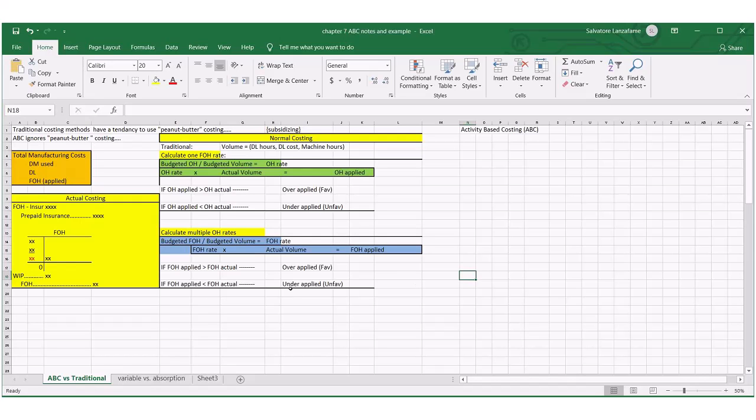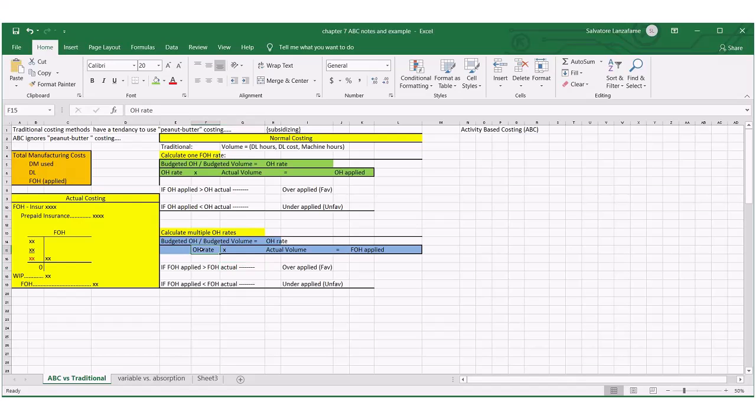So when it comes to doing this ABC, instead of coming up with just one rate, as I said before, you may want to come up with multiple rates, and that would give you a better idea of what your overhead actually is. So basically, it's like doing multiple math, but you have to make sure you're using the appropriate budgeted volume, because you have to divide that into the budgeted overhead.